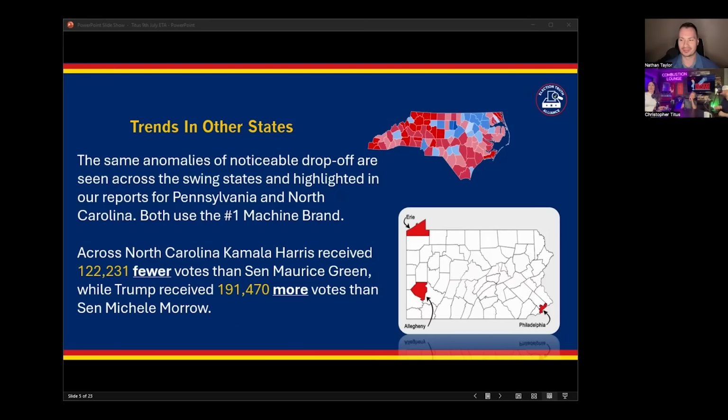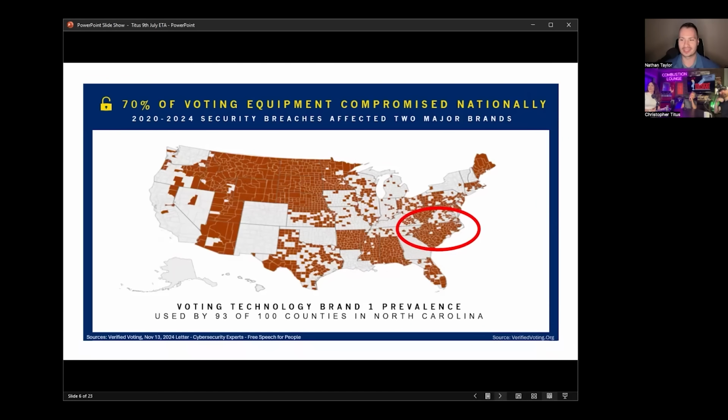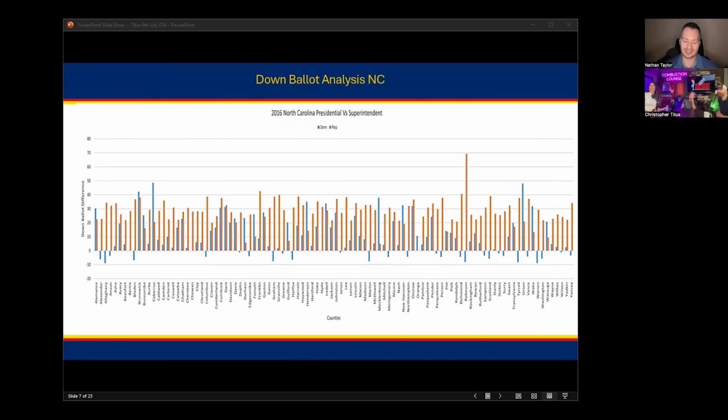So we did visualize this for you. And as I said, North Carolina uses that number one brand. 93 of their counties use the number one brand that we talked about. And in this case, it is ES&S. And so this is a baseline real quick. I'm going to show you.